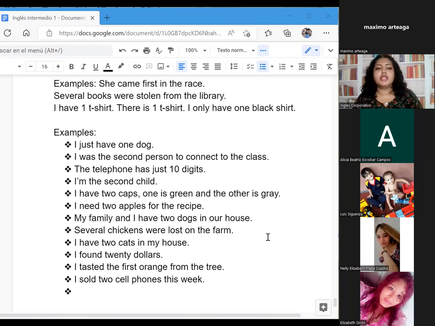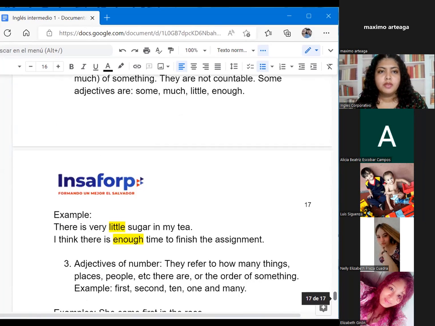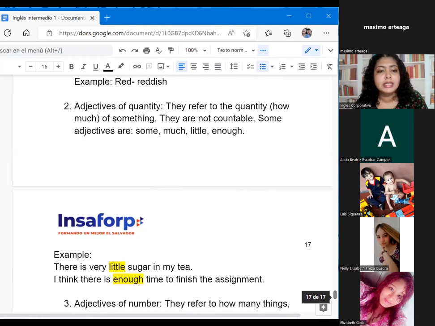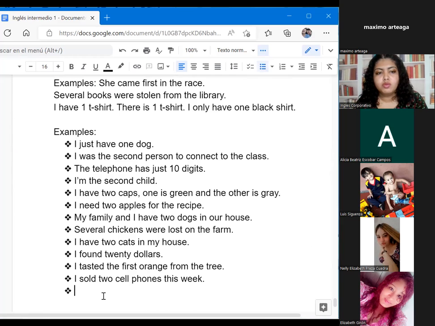But I have a little sand in my shoe is for the previous one. Or this one, let's see. For this one, the number two, for the adjective of quantity, in that case, we can use the little. Little. She gets first in the job. She gets first in her job.